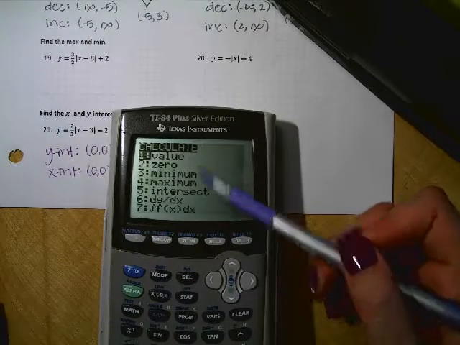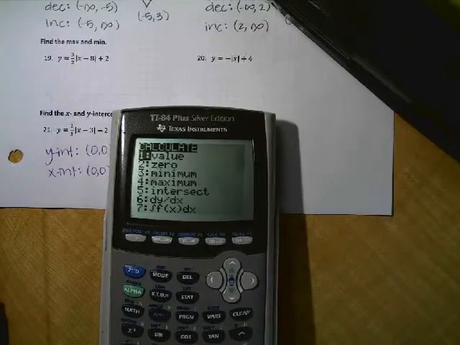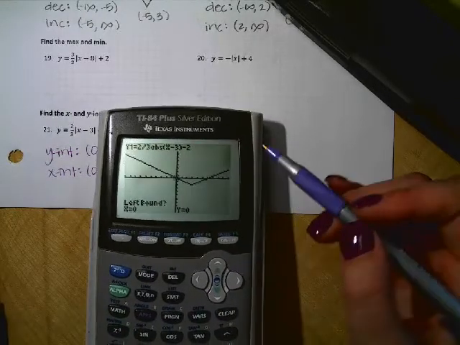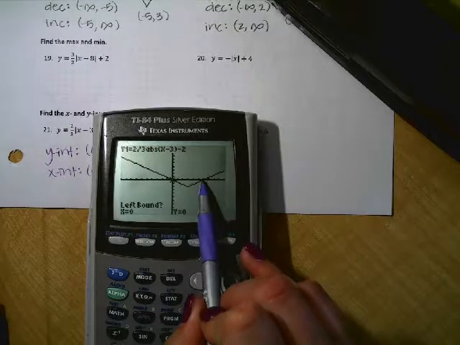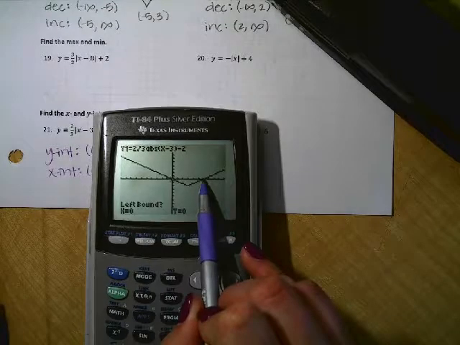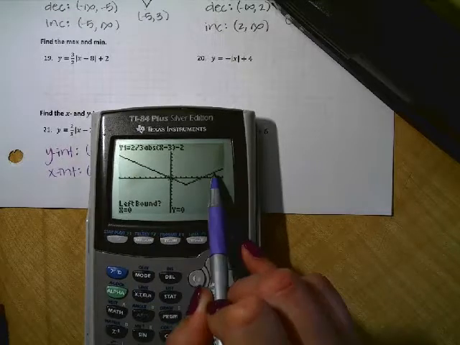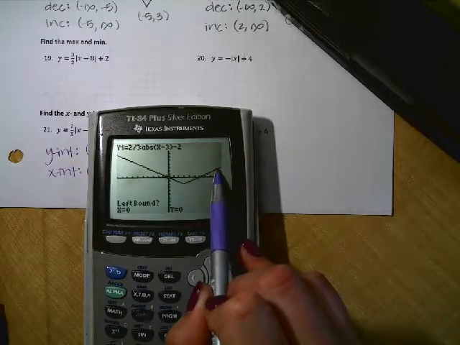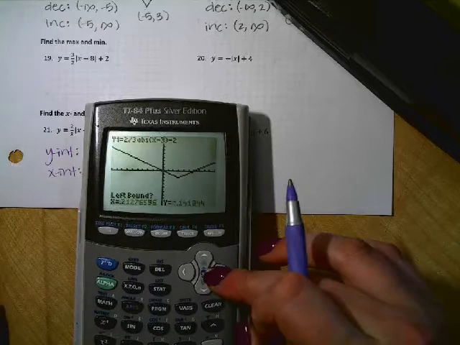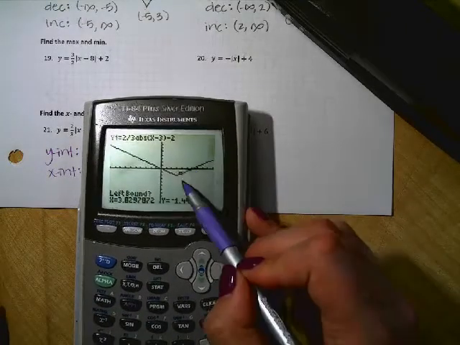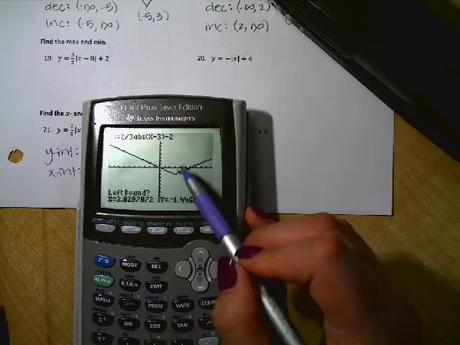Yep, so second trace is always what we're going to go back to, to get to that menu. And then number 2, and we have to do left bound, right bound. Since the point is right here, that's the intercept I'm looking for, my left bound would be somewhere over here, and my right bound would be somewhere up here. Now it's asking left bound, so I'm going to scroll over and make sure I'm to the left. See, that's to the left of my point, and I'll press enter.